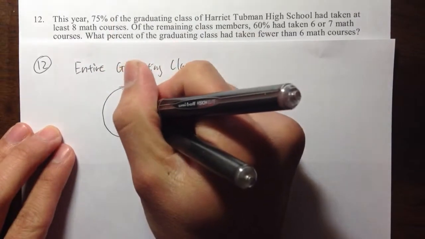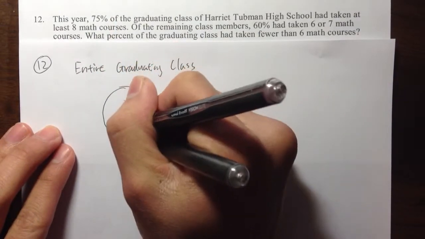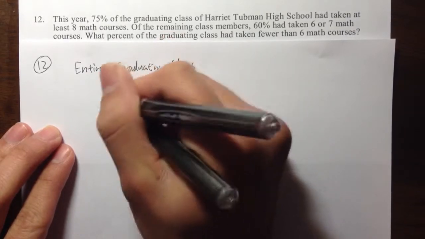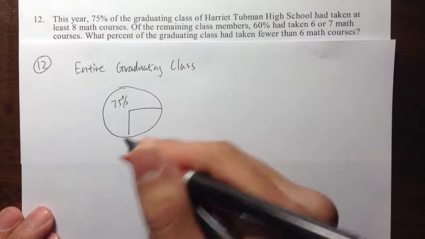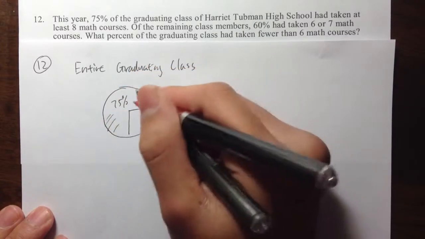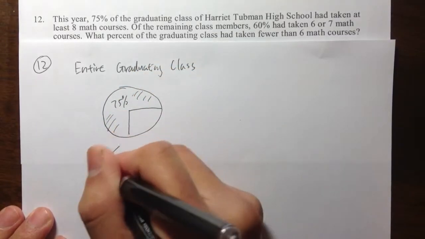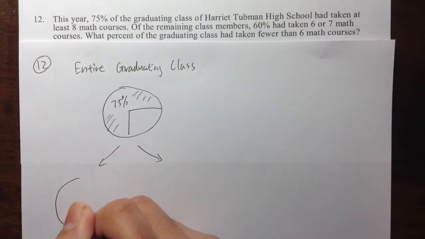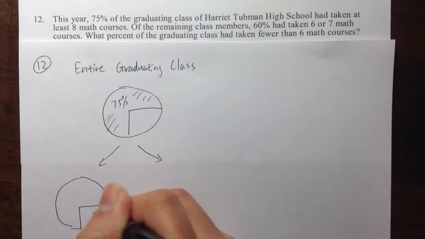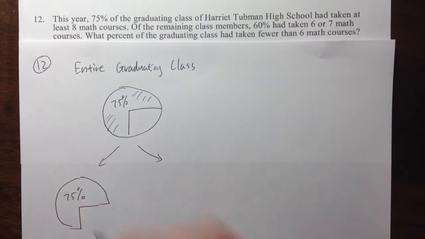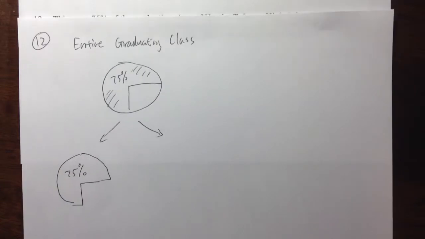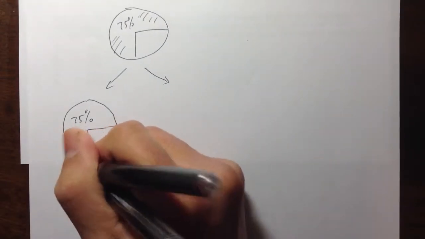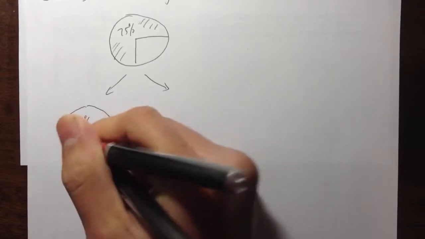So this divides us into 75%. Let's say this is the 75%, right? And what do they have right here? 75% of the students right here. So this is my 75%. They took at least 8 math courses.